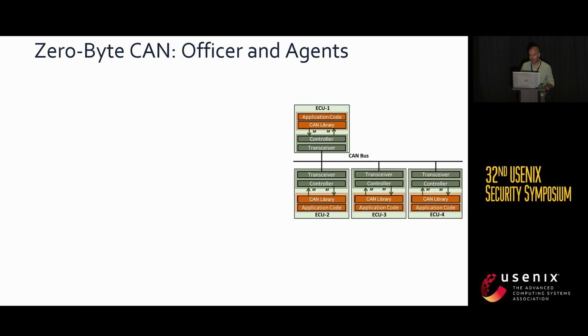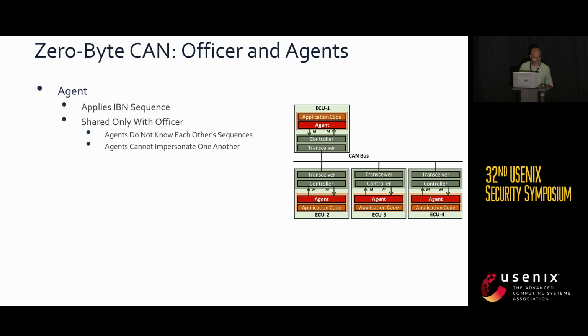So the two main components of ZBCAN are the agents and the officer. The agents are software libraries installed on every ECU whose role is to apply the IBN sequence upon outgoing messages. Notice that one agent does not share their sequence with any other agent. So this way, an agent cannot just mimic any other agents. They don't have the ability to do that.